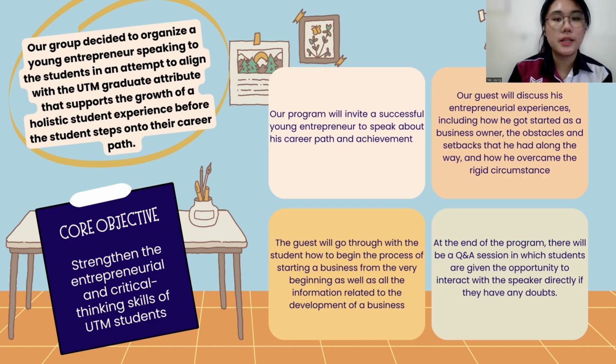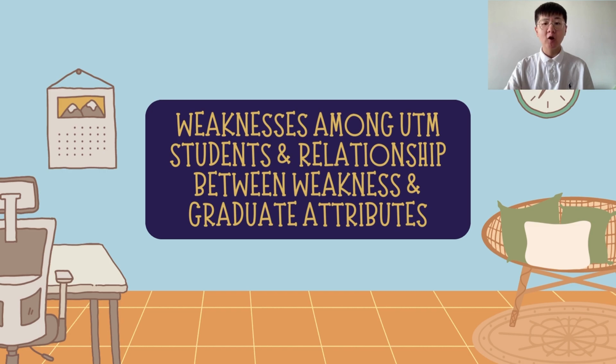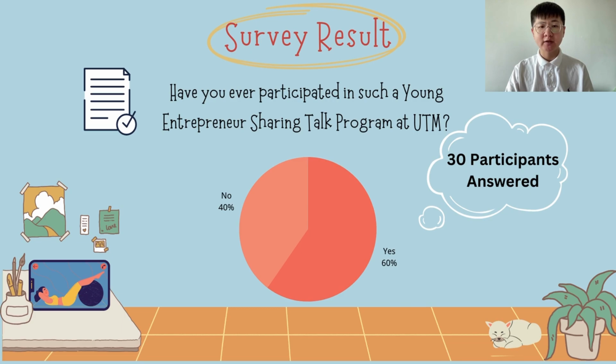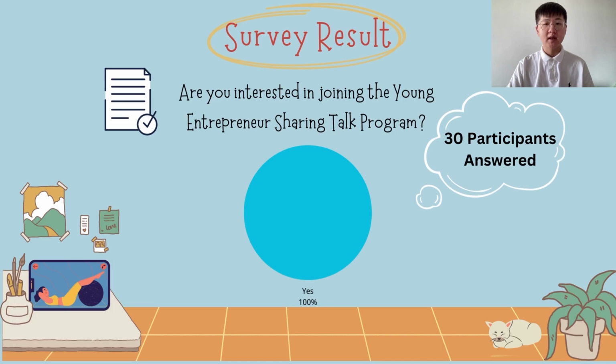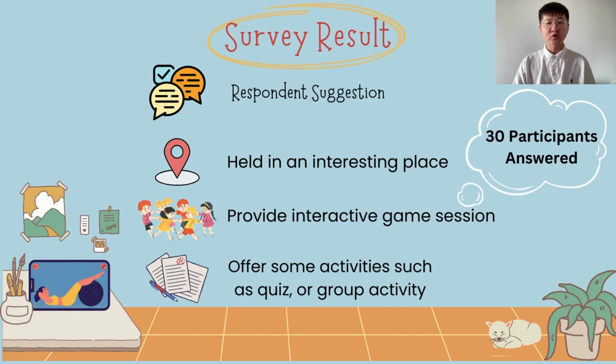Now, I will present our third part, weakness among UTM students and the relationship between weakness and graduate attributes. For our Young Entrepreneur Sharing Talk program, we prepared a survey form and collected 30 responses. According to the results of the survey form, we found that 60% of the students had participated in such a Young Entrepreneur Sharing Talk program, but 40% of the students had not participated. At the same time, all the students expressed great interest in joining our program. Not only that, we also collected a lot of suggestions on how to improve our program. For example, held in an interesting place, provide interactive game session, and offer some activities such as quiz or group activity.